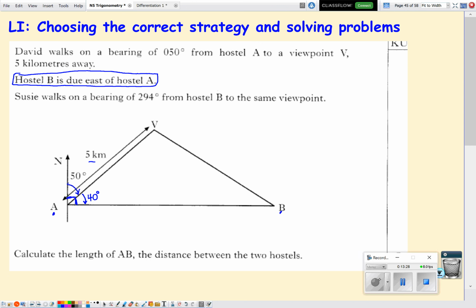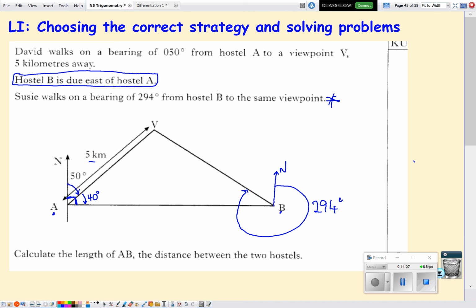So on angle B, if we read through the next part of the question, Susie walks on a bearing of 294 degrees from hostel B to the same viewpoint. Now, for that sentence, you need to put in a bit of information yourself. So we've got the angle at B to calculate here. Now, the first thing we do is stick on a north line and pop on that bearing of 294. I've drawn that in the wrong place. Right, pop on that bearing of 294.